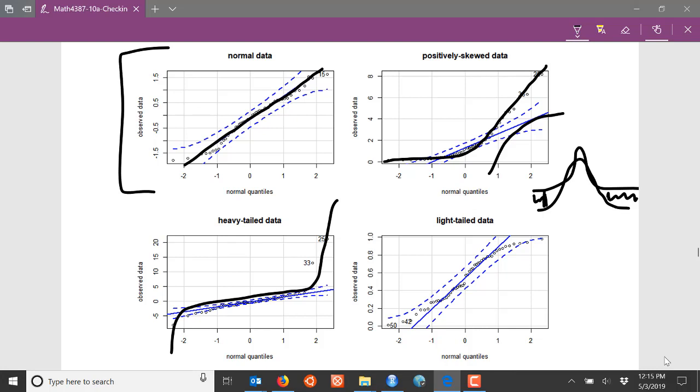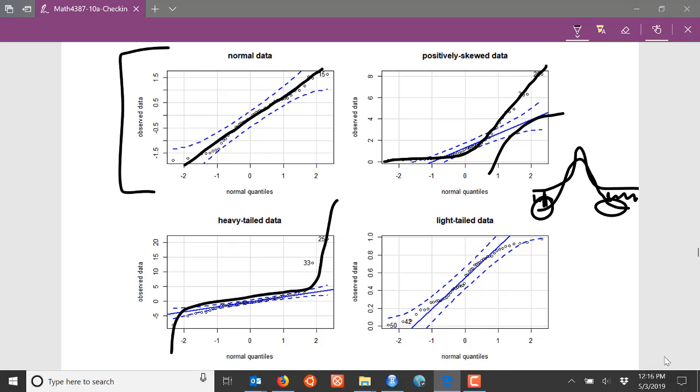And a light-tailed distribution essentially means that we don't have extreme events with as much frequency as a normal distribution. So in this example, I actually just generated data from a uniform 0-1 distribution. So we're never going to get extreme observations in the tail. And light-tailed data actually often is pretty compatible with Gaussian data.